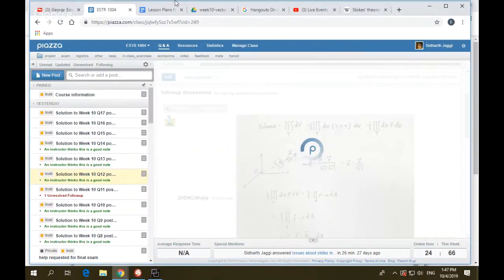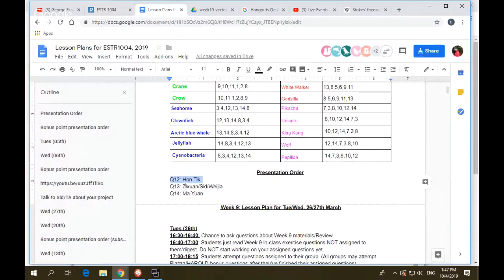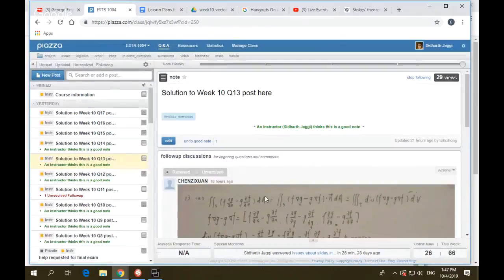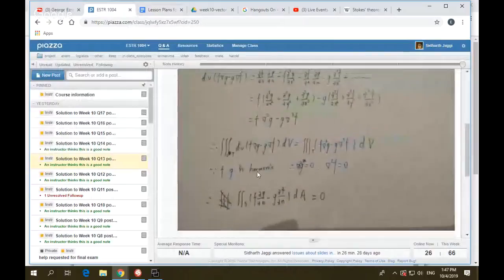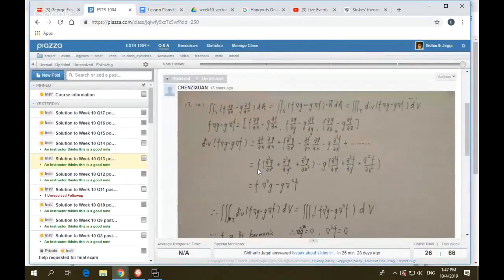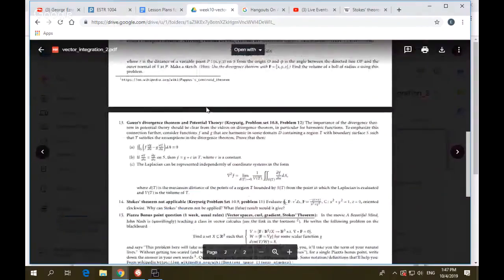Okay, question number 13. So I'd requested help from Zishuan and Vejia. There were no solutions posted for part B. I'll discuss that myself. But first, can Zishuan, if he's here, come? Okay, there we go. Franklin is going to discuss part A. So while he's coming here, let's begin by looking at what this is saying.